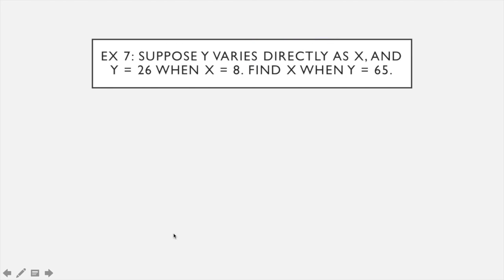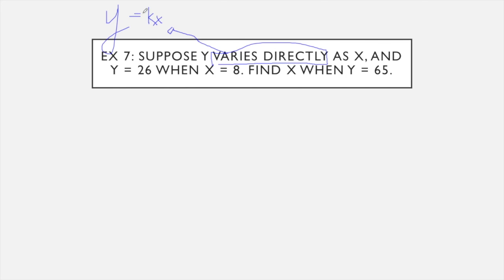All right. Now we remember we talked about some things varying directly. So we talked about the cases where we have y equals k, some number, times x. These are always what we call direct variation. So when you see this varies directly phrase, that means we're going to use y equals kx. Y equals some number times x. So they say y is 26 when x is 8. Find x when y is 65.